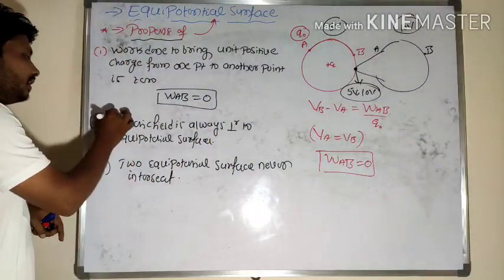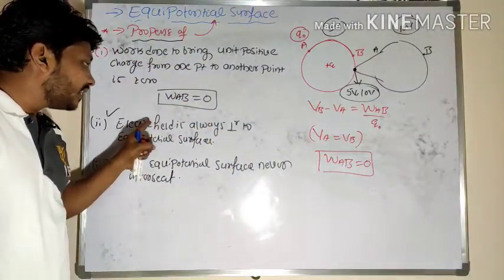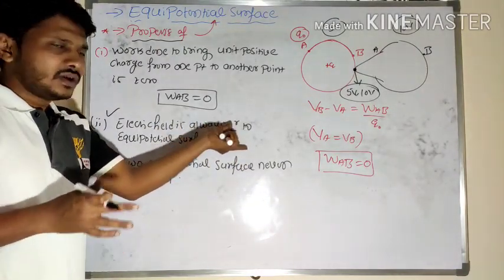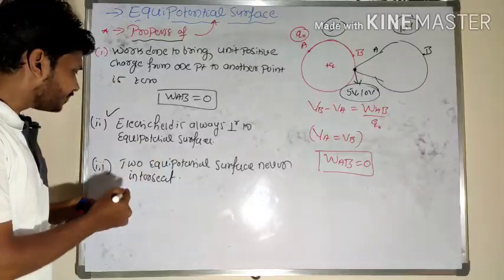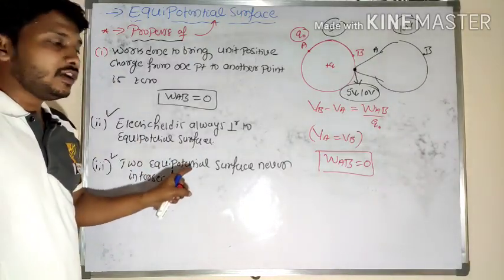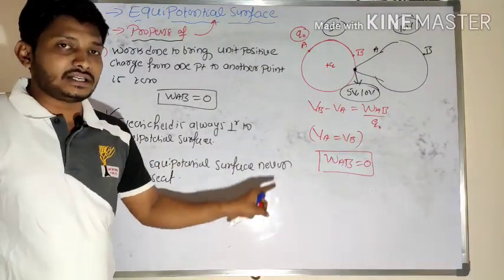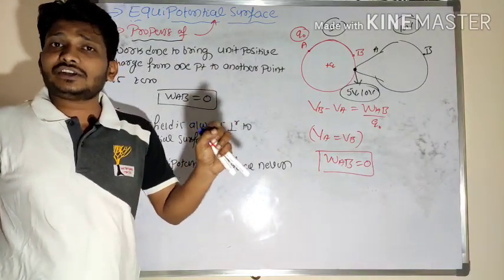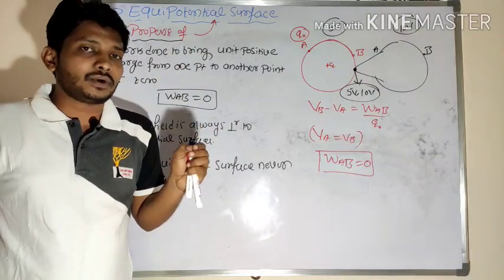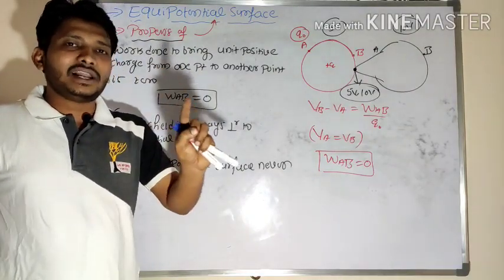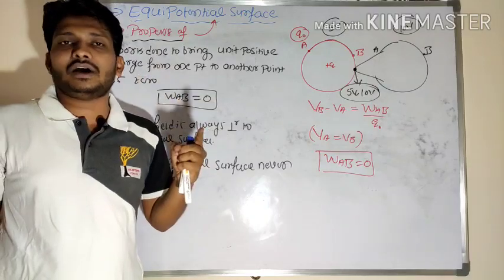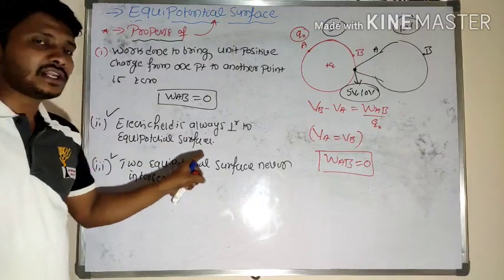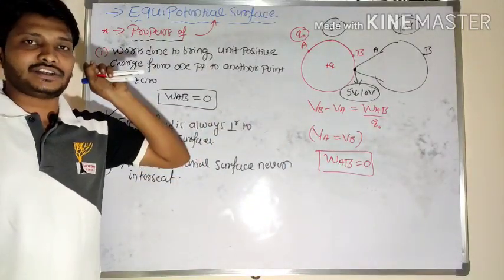Next, in case of an equipotential surface, the electric field is always perpendicular to the equipotential surface. Later I will explain this property. And the third one is, two equipotential surfaces will never intersect. Why? Because if they intersect, at the point of intersection there exist two possible values, but according to the equipotential surface at any point you get a single value. There are no multiple values of the potential. So two equipotential surfaces will never intersect each other.